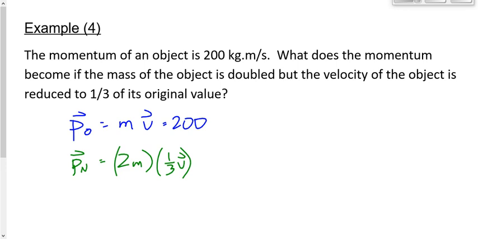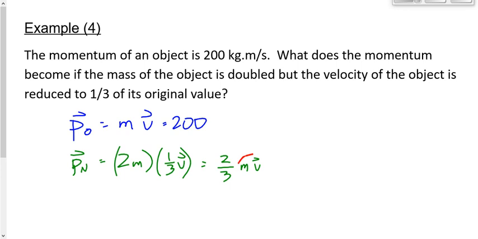It doesn't matter what order we multiply these in either. 2 times m times 1/3 times v, or 2 times 1/3 times m times v. Same thing, right? Let's simplify it a little bit, actually. 2 times 1/3 is 2/3 times m times v. You agree that that's the same thing? We're just trying to simplify it a little bit, right?